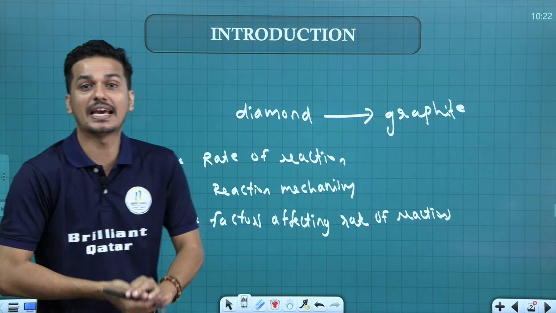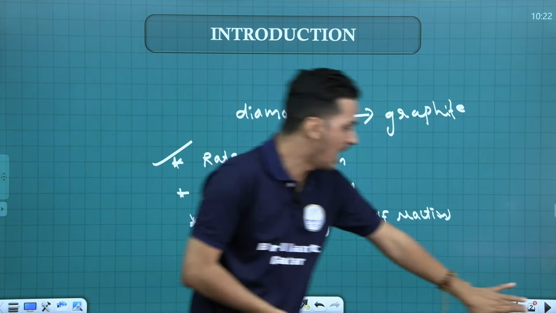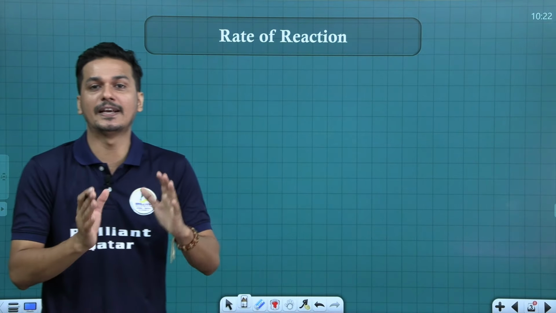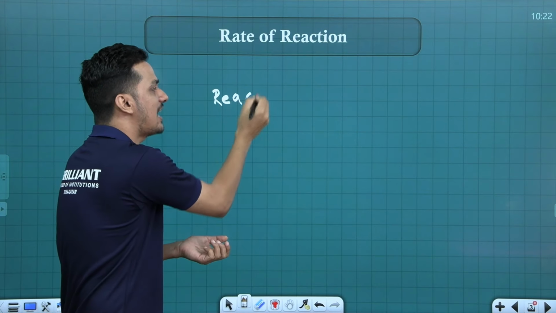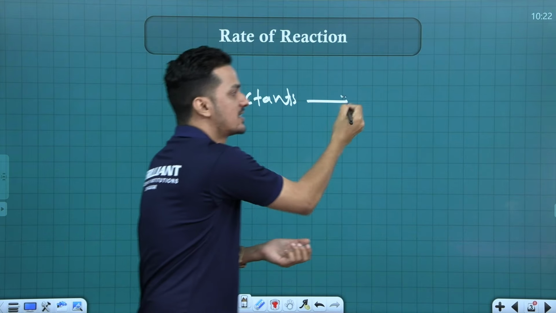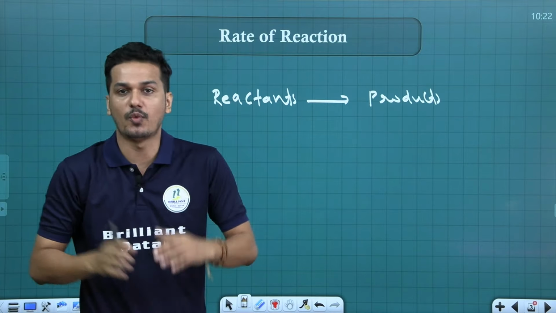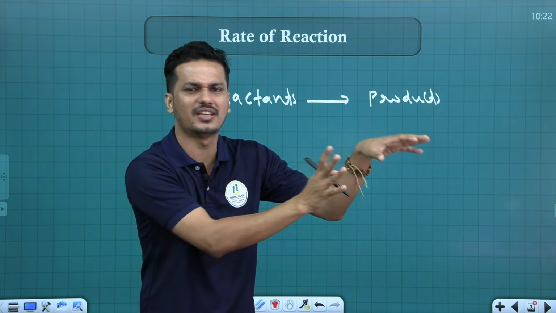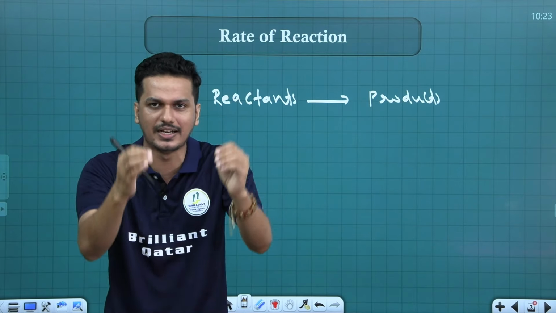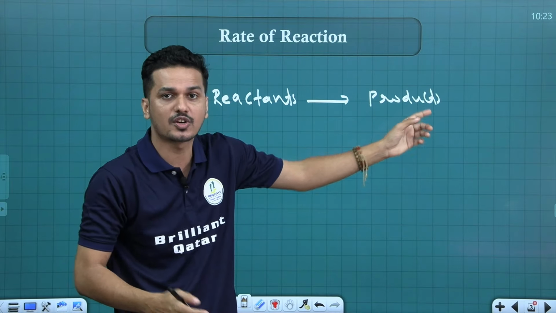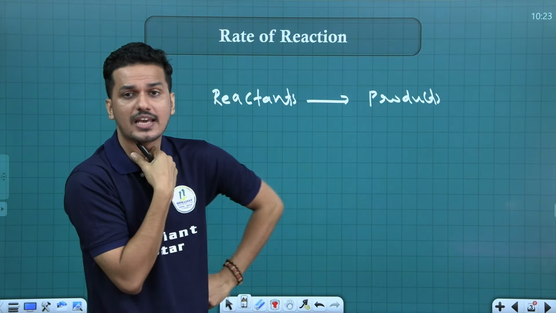So first of all, we can discuss the rate of reaction. What is the rate of reaction? As we know, in a reaction, reactants react to give products. Whenever time is going, the concentration of reactants will decrease continuously. At the same time, the concentration of products will increase. So how will we describe the rate of reaction?